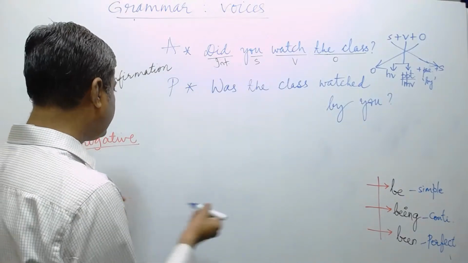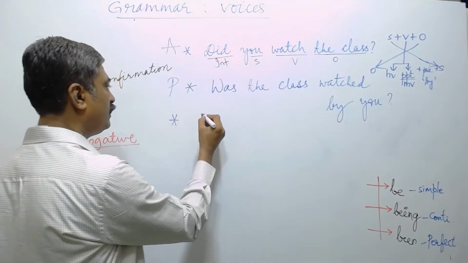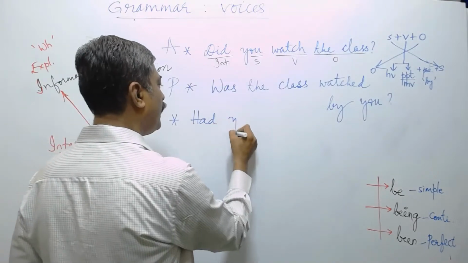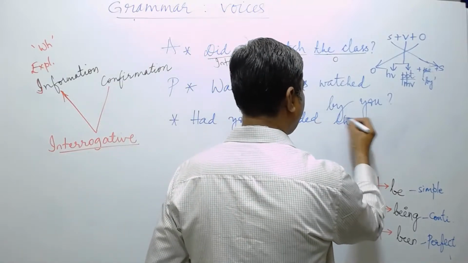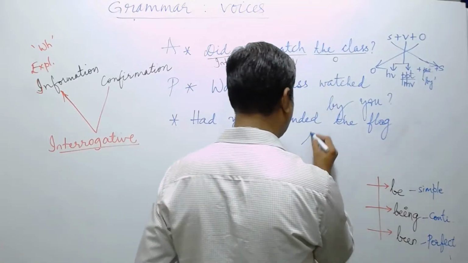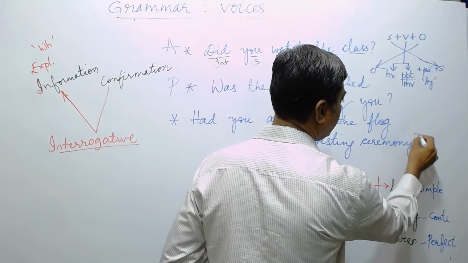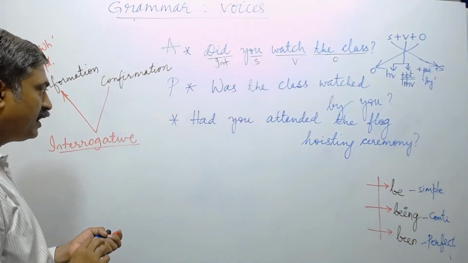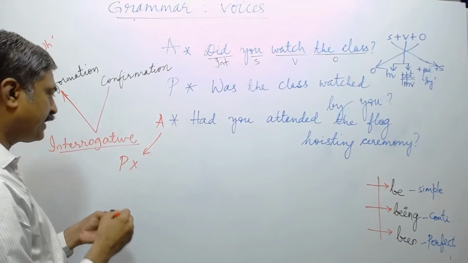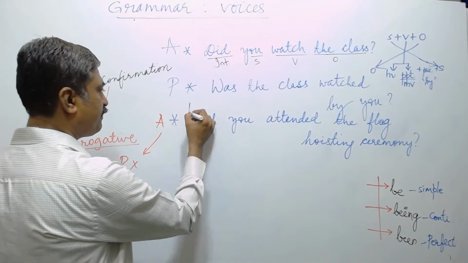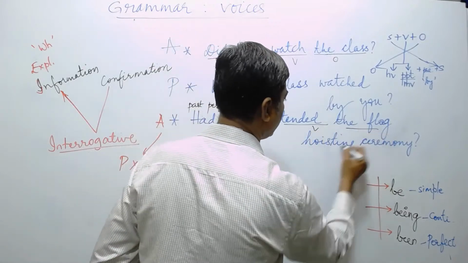Okay, this time let me take this example. Have you attended the flag hoisting ceremony? Okay, have you attended the flag hoisting ceremony? How do I go with the answer now in the passive form? Okay, starting here in the passive form. Let's analyze it. Past perfect. And then subject, then verb, then object.